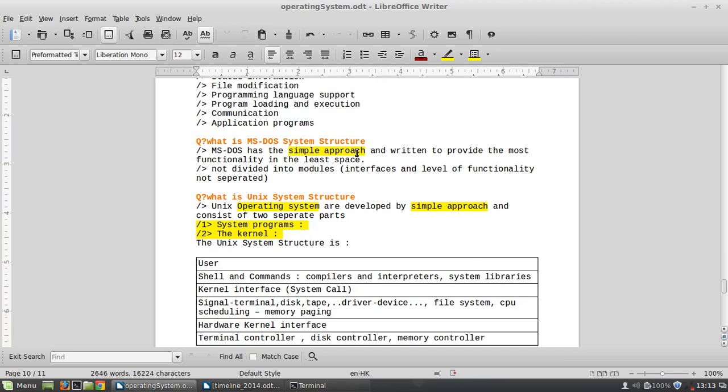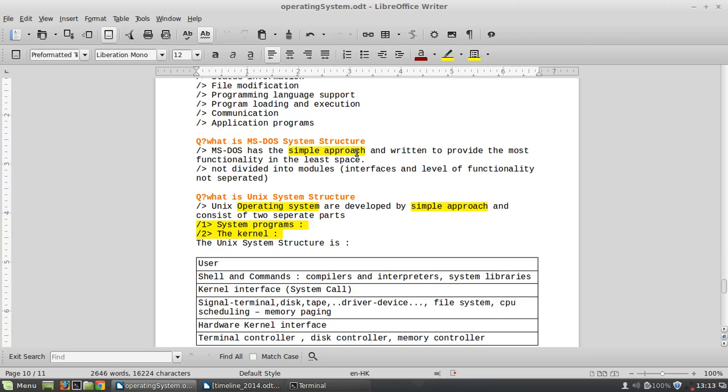But the thing was that it was not divided into modules. So interface and level of functionality were not separated. This was the problem encountered in the MS-DOS system. It was simple, using the simple approach with the least space, but the problem was that the functionalities were not separated, so every functionality was interrelated, and even the interface was not separated.